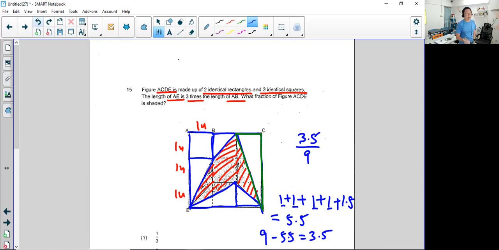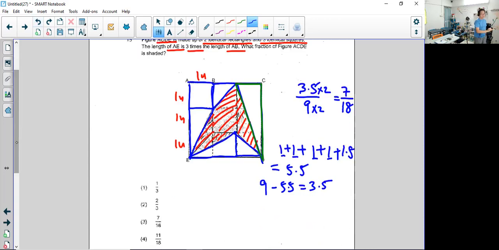So how to get rid of the decimal point? You just have to times 2. So 3.5 times 2 will give you 7, and 9 times 2 is 18, so 7 out of 18. So what fraction of the figure is shaded? It is 7 over 18, so answer number 3. 7 out of 18 of the figure is shaded.